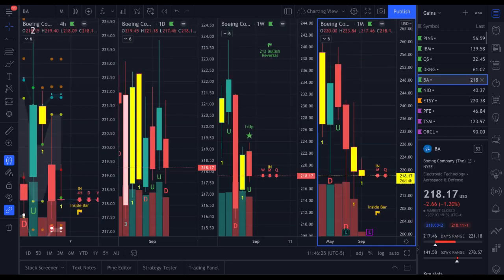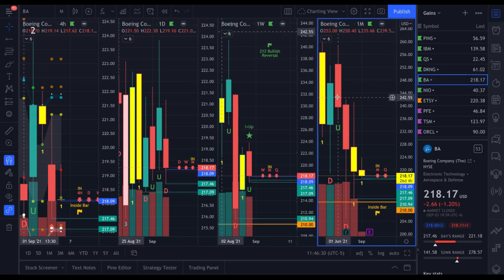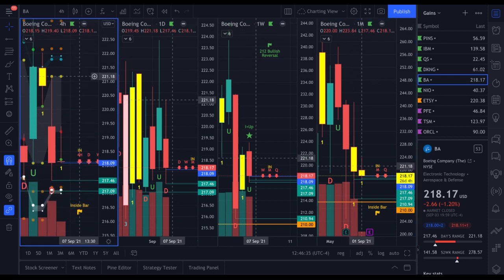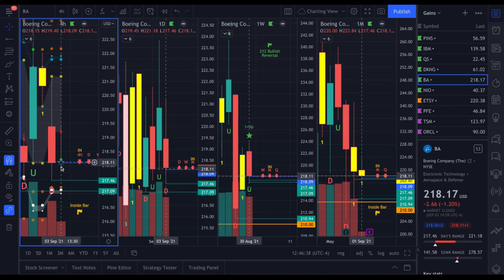Okay, moving on to BA, Boeing. In this case, it looks like I'm bearish on it. So looking for a 212 bearish continuation. A doji-like shooter here in the sense that the open and close was at the bottom half of this candle. Doji-like because it's practically the same price. It opened at 218.15 and it closed at 218 something. You can't see here.